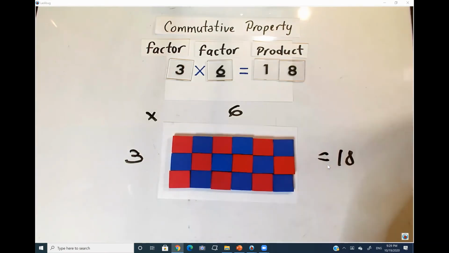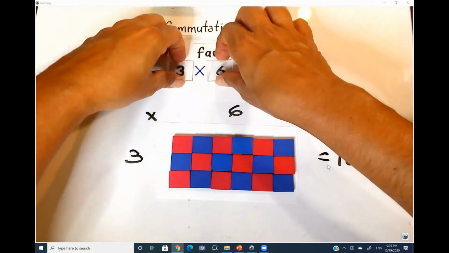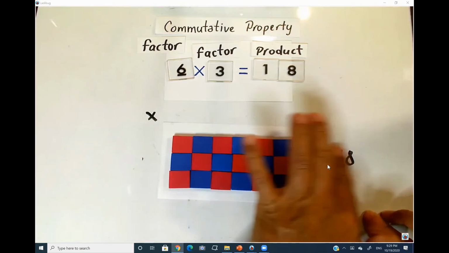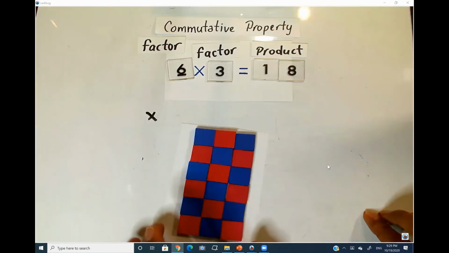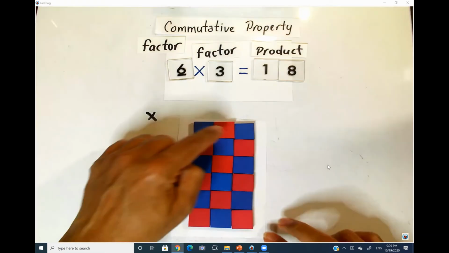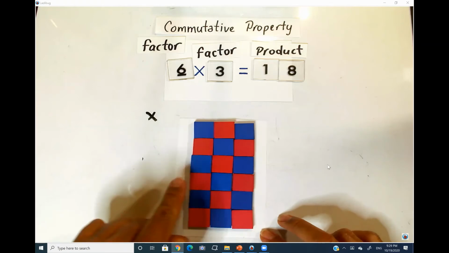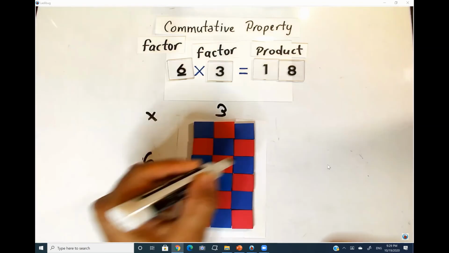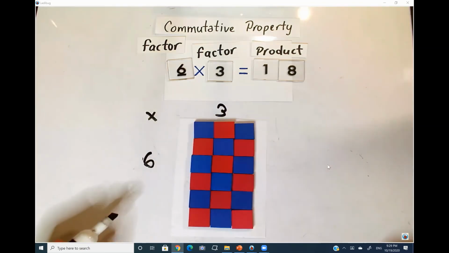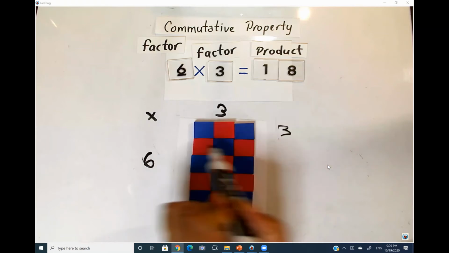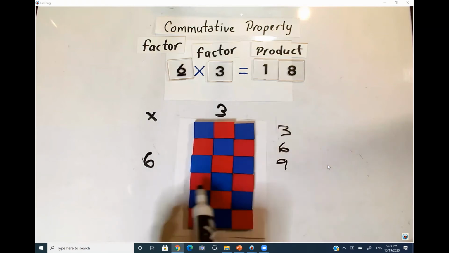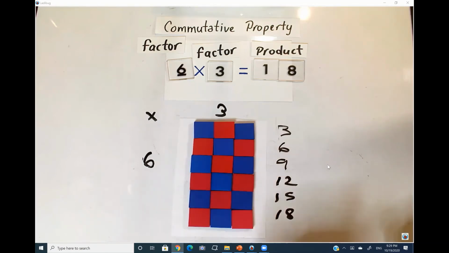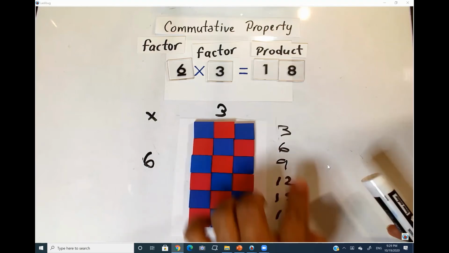But if we change the factors, now we need 6 groups of 3. And the only thing we need to do is rotate the area model. And now this time we have 6 groups, group 1, group 2, group 3, group 4, group 5, and group 6. So now we have 6 groups of 3 is going to equal 18. Now the groups are changing and the numbers are going to be a little bit different because now it's going to be 3, 6, 9, and 3 more, 12, and 3 more, 15, and 3 more, 18. So if you notice, doesn't matter how we play with this, the answer is going to still be 18.